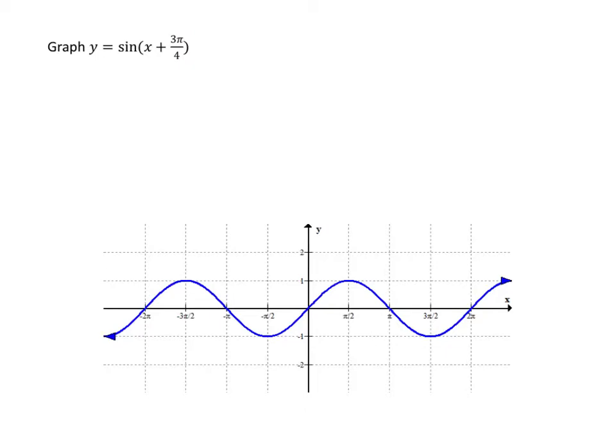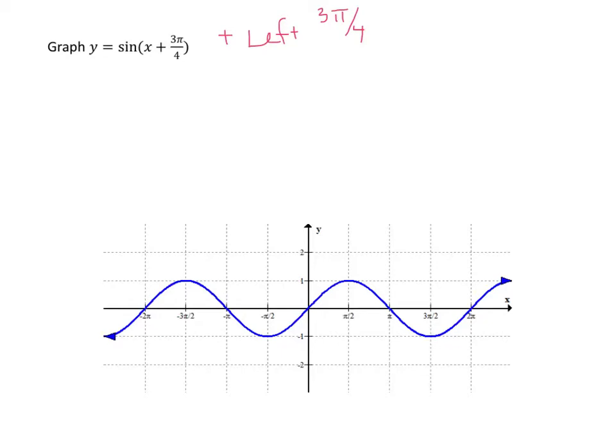The trickiest part here is to understand the direction. So in this case, we've got x plus 3 pi over 4, which means that we need to move left 3 pi over 4 units. And that's because there's a plus. If there's a minus, we move to the right.